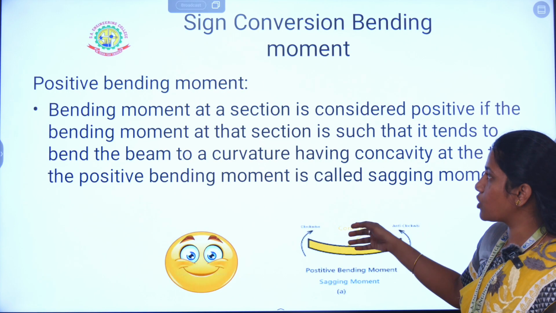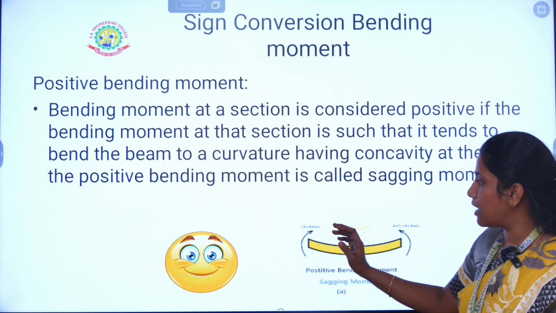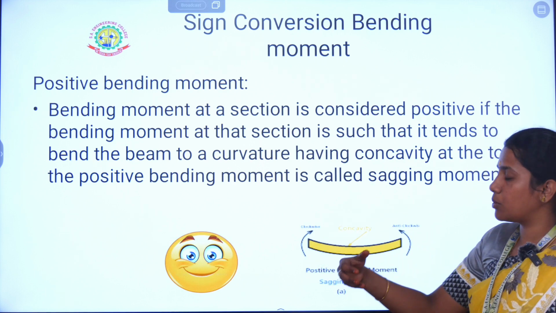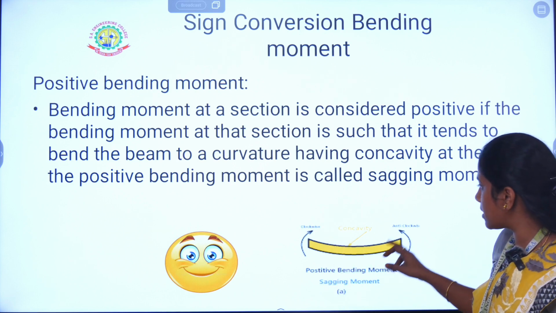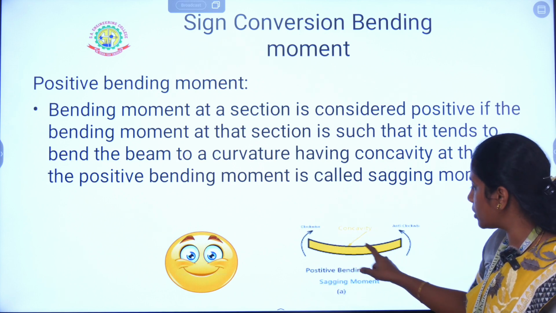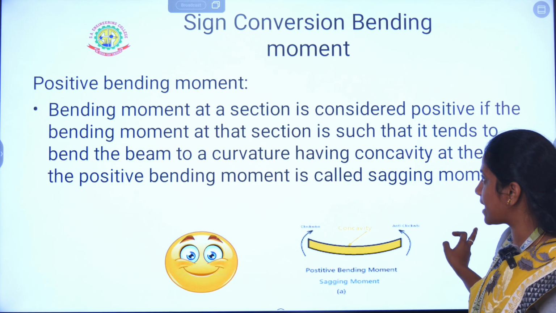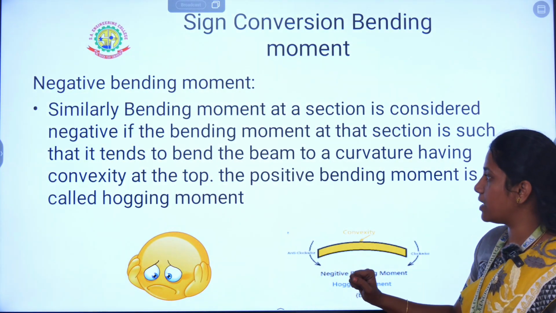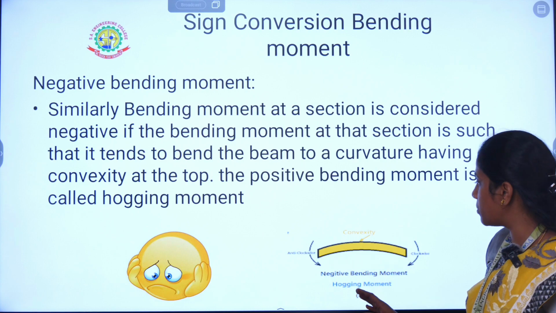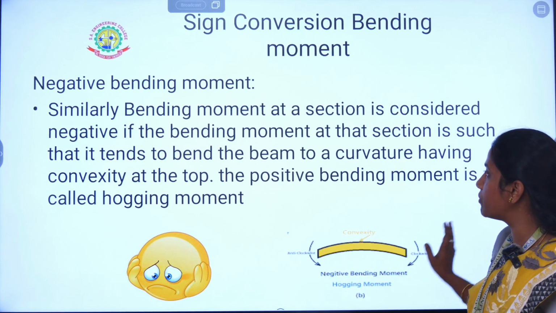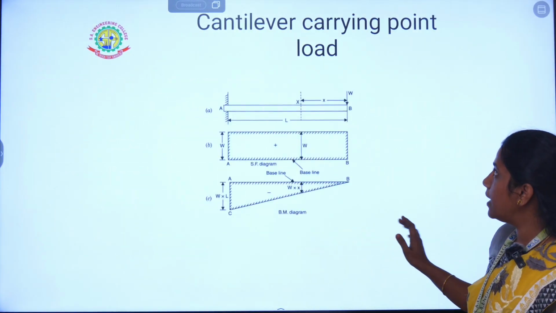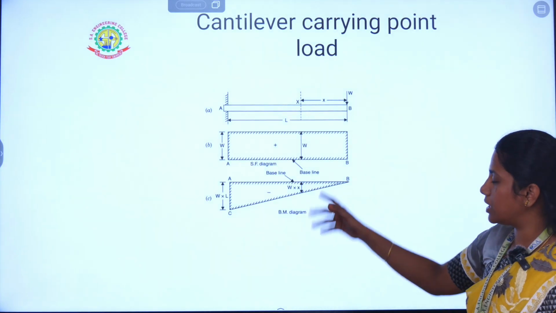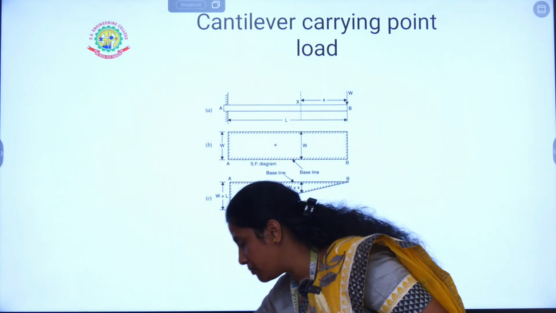If I am applying a positive bending moment, it is like a laughing symbol, where the curvature will be like this and it has a concavity upwards. It is also called sagging bending moment. Negative bending moment is like crying, and it is called hogging bending moment, where the convexity will be upwards on the beam. And this is an example where we solve a beam.